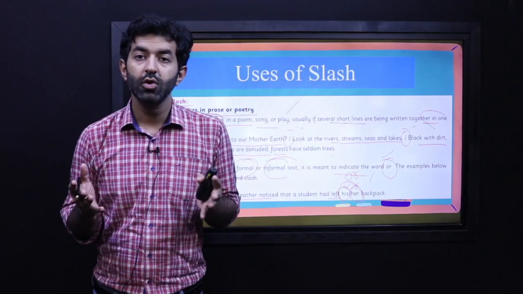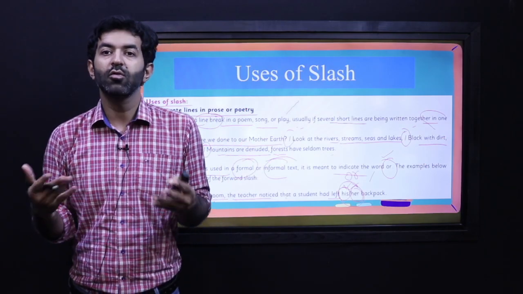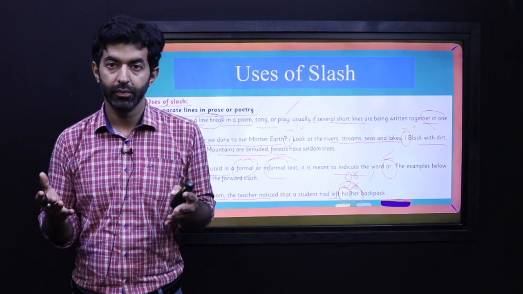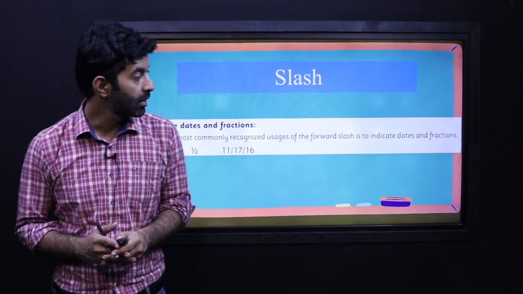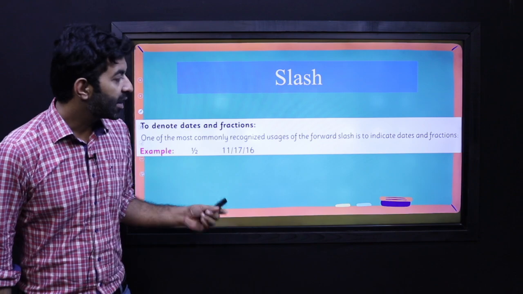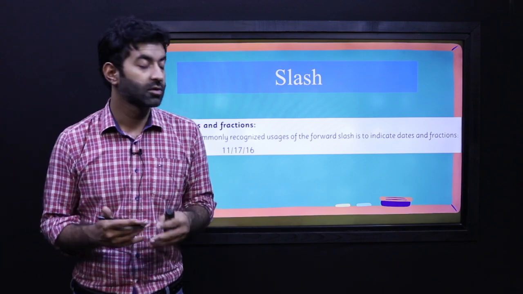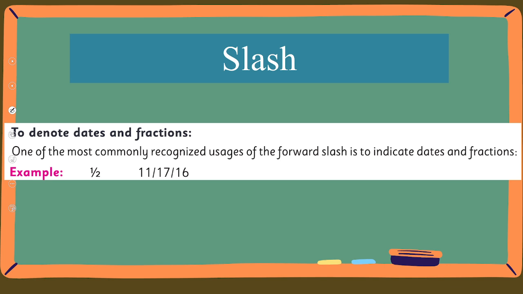So you can use more than one forward slash in your writing, and you can find it in the text as well. All right. Another use of slash is for numbers. We show dates and fractions using the forward slash. One of the most commonly recognized usages of the forward slash is to indicate dates and also portions or fractions.